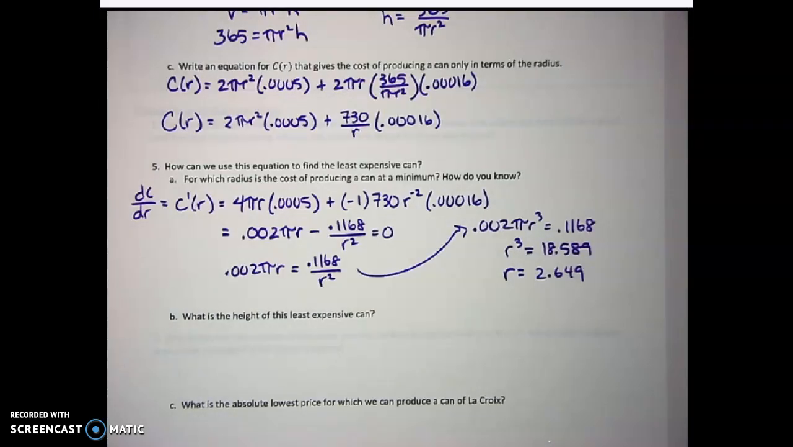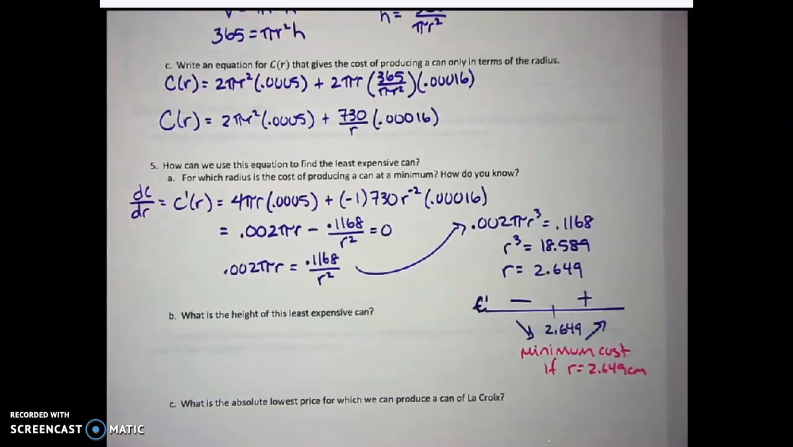Now we're going to do the first derivative test. Doing the first derivative test, I find that it decreases and then increases, which means we are going to have a minimum cost if my radius is 2.649. So what is the height of this least expensive can? Well, we can go back up and use that expression that we have in section 4b above.